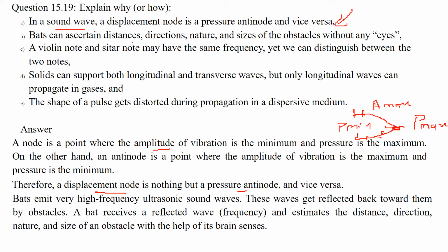Next is, a bat can ascertain distances, directions, nature, sizes of the obstacles without even having eyes. We don't have the proper vision that we have. So a bat emits high frequency ultrasonic sound waves. They are capable of sending high frequency ultrasonic sound waves. These waves are reflected back toward them by obstacles. Like if this is a bat, it sends the waves, and if there is any body or obstacle, the waves will reach back again. So the bat now receives the reflected wave, and it estimates the distance, direction, nature and size of the obstacle with the help of its brain senses.